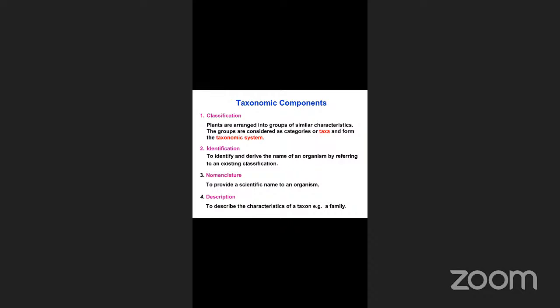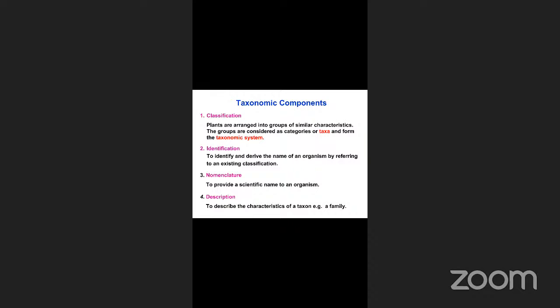Next, the taxonomic components: classification, identification, nomenclature, and description. The development of botanical code from 1867 to 2017. All these form the botanical code development hierarchy.